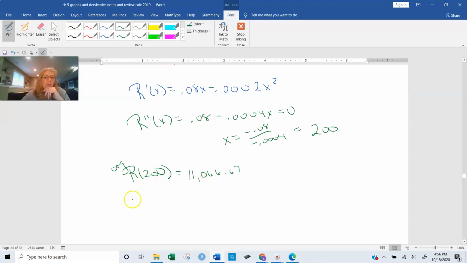Okay, what that means. Oh, I want to do one more thing, just so you understand. We're going to plug this into your first derivative, point of inflection. We're going to plug in the 200. And when you plug 200 into your r prime, so you're taking the 0.08 times 200 minus 0.0002 times 200 squared. That equals 8. That's $8 is what that's talking about.